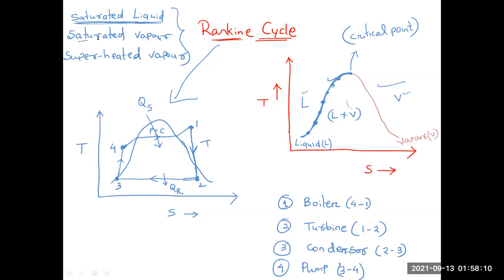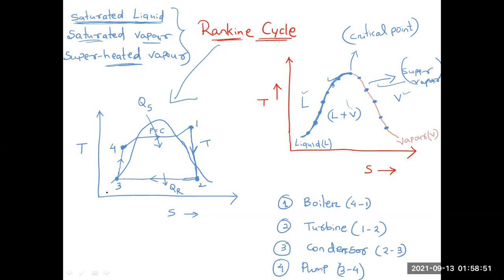Similarly, the second one is saturated vapor. Saturated vapor means you can see over here this pink color line, this is the vapor line. So all the points that are present over this vapor line indicate saturated vapor. And the last one will be superheated vapor. Superheated vapor means the points which lie beyond this saturated vapor line are called superheated vapor. So in this way you have to identify the points. When we solve some problems, you will get to know about it.